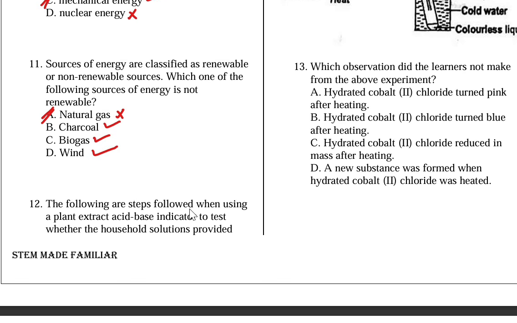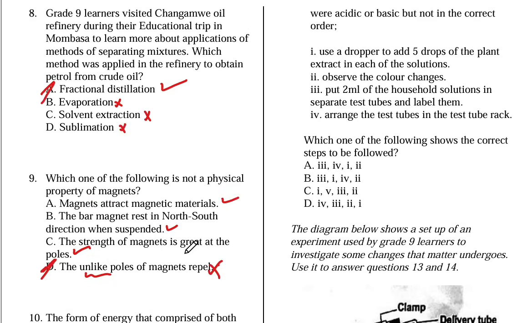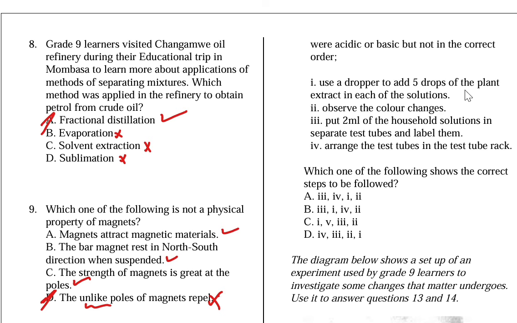The following are steps followed when using a plant extract acid-base indicator to test whether the household solutions provided were acidic or basic, but not in the correct order. We have Roman 1, use a dropper to add 5 drops of the plant extract in each of the solutions. Roman 2, observe the color changes.